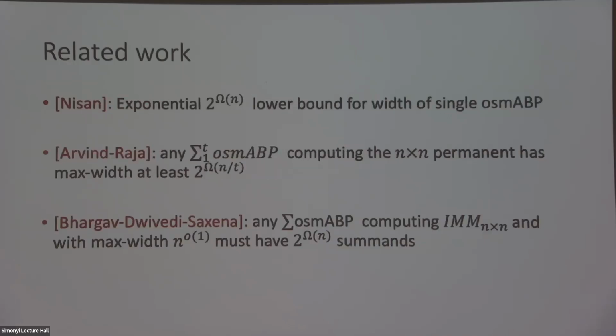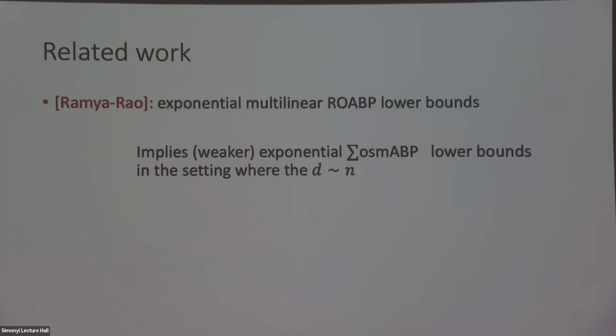And so we are able to get, again, unbounded, no constraints on the number of summands, no constraint on the width, we are able to just get the lower bound outright. There's another interesting work, which is quite related to what I showed, a work by Ramya and Rao, which studies multilinear ROABP lower bounds. I don't want to unpack this too much, but multilinear ROABPs are pretty related to set multilinear branching programs.